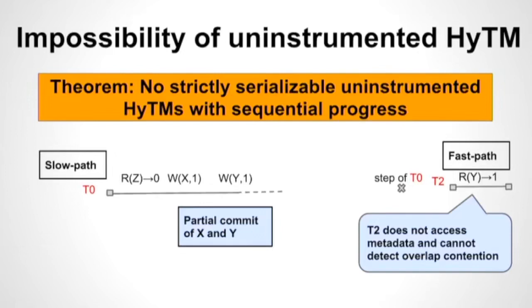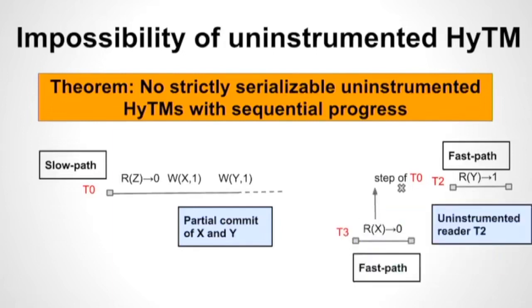So the slow path transaction is just slow, literally. It stops after a partial commit. And then it takes one more step. And then if the fast path transaction comes and reads Y, it returns the new value. So far, so good. But then what can happen is that if the code is uninstrumented from the fast path side, I can insert another fast path transaction T3 here, which is reading X. But at this point, X has not yet been reflected in the system state. So it just returns the initial value.